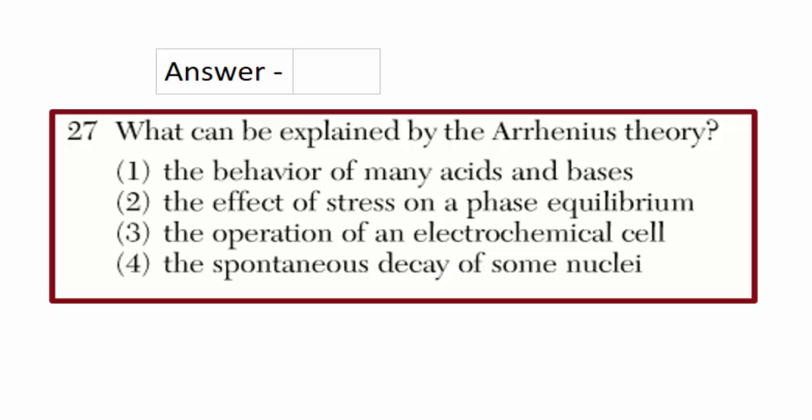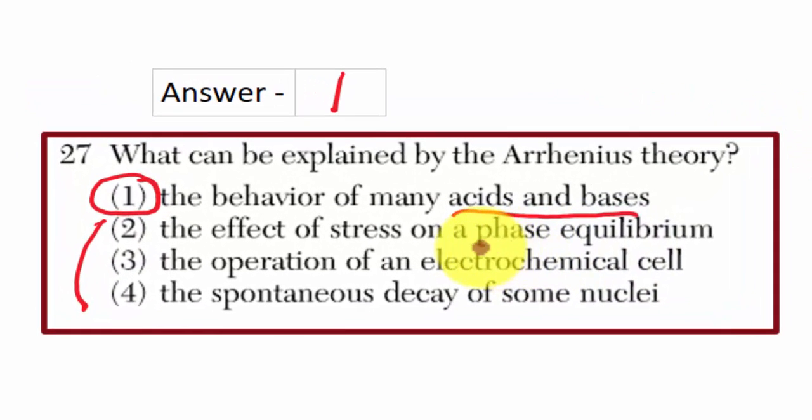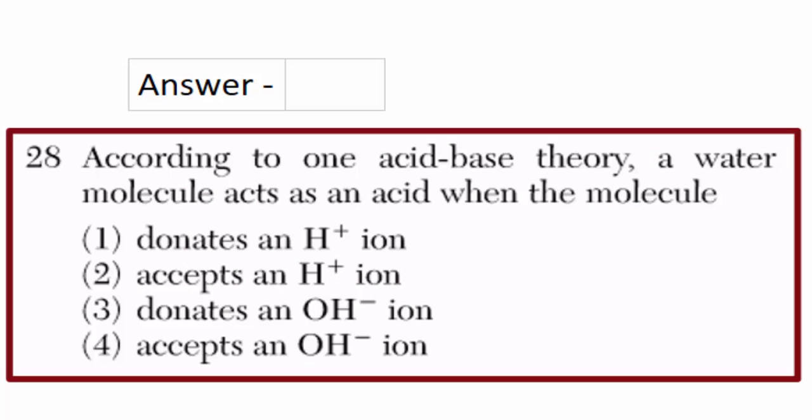Question 27. What can be explained by the Arrhenius theory? The Arrhenius theory is an acid and base theory which suggests that acids donate hydrogen ions to solutions when they are dissolved. Note that it is a theory that comes from the acid and base unit of this course, number 1. Answers 2, 3, and 4 are all relating to different topic areas: equilibrium, electrochemistry, and nuclear chemistry. All the wrong answers. We're going to stick with number 1.